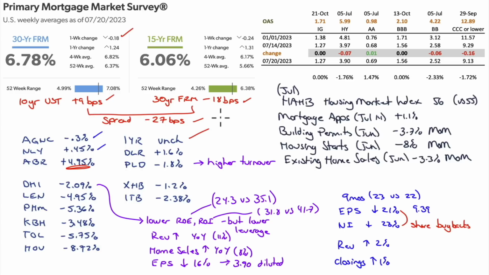IYR basically unchanged over the course of the week. DLR up 1.6, PLD down 1.8, and from PLD, they had a great quarter overall. As you dig through their presentation, the one thing that jumps out is the turnover in their tenant base. Turnover's been increasing for about 3 quarters now. So there's higher turnover, but the guidance given was fairly solid, but it got punished.